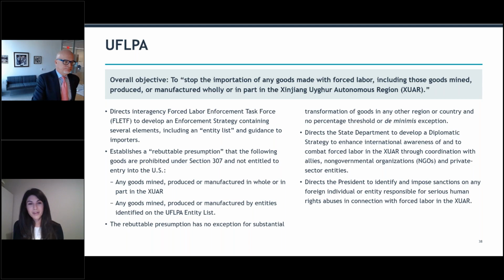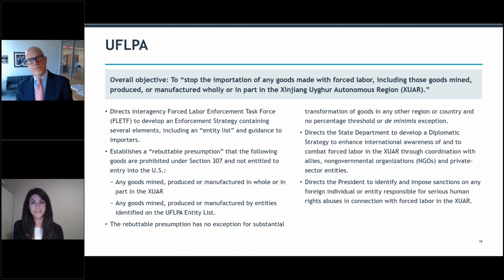So I'm going to spend the majority of my time, and I'm going to try to leave some time for Q&A, talking about the UFLPA, which is the Uyghur Forced Labor Prevention Act. Congress passed the UFLPA after rising concerns over the humanitarian situation in the Xinjiang Uyghur Autonomous Region and allegations of widespread use of forced labor among the Uyghur minority. And the UFLPA's stated objective is to stop the importation of any goods mined, produced, or manufactured wholly or in part in the XUAR.